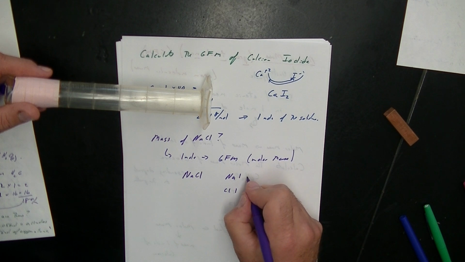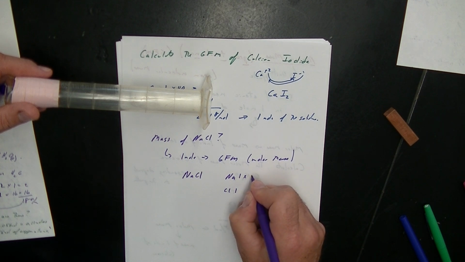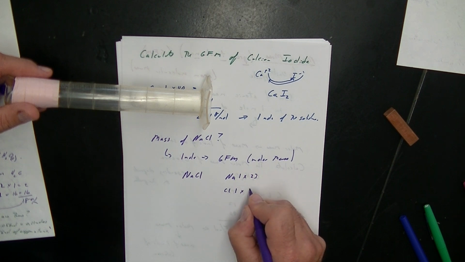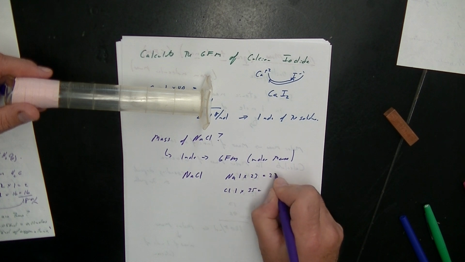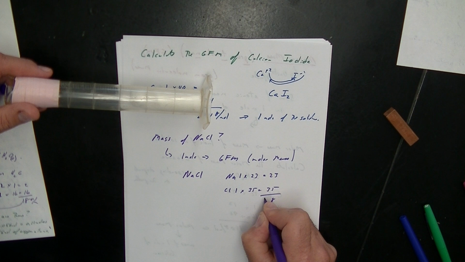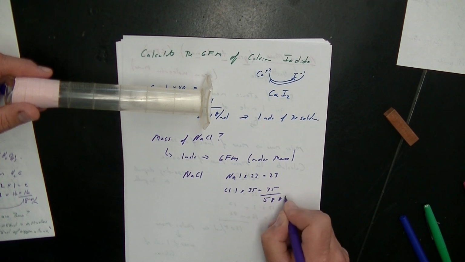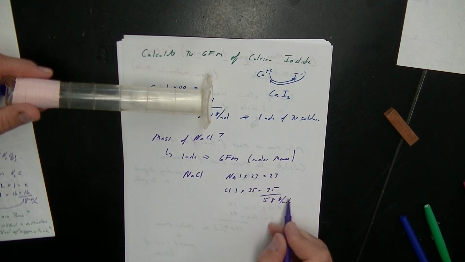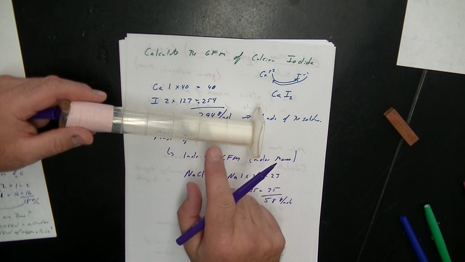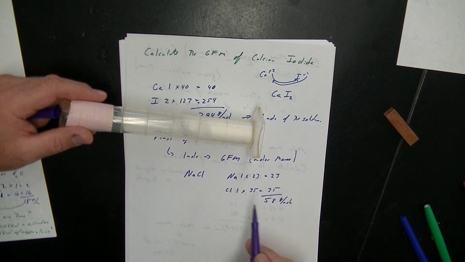I go to my periodic table, and Na rounded is 23. Cl rounded is 35. 23, 35. So the GFM is 58 grams per mole, and if I have 1 mole of it, that means the mass of this NaCl sample is 58 grams.